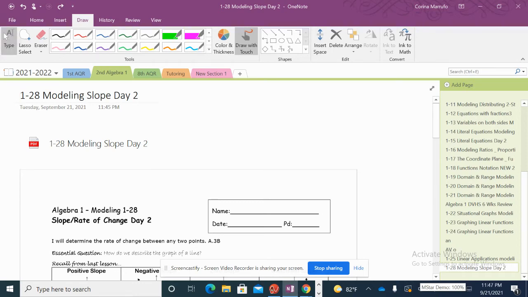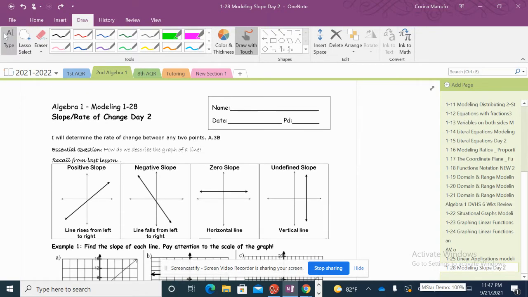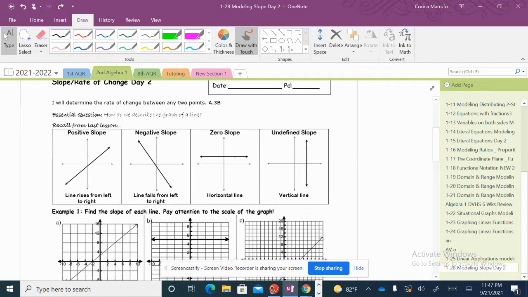All right, so in our next lesson, we're still going to be doing slope and rate of change, day 2. I will determine the rate of change between 2 points, okay? So we're going to recall from our previous lesson. Remember, we always read our graphs from left to right.